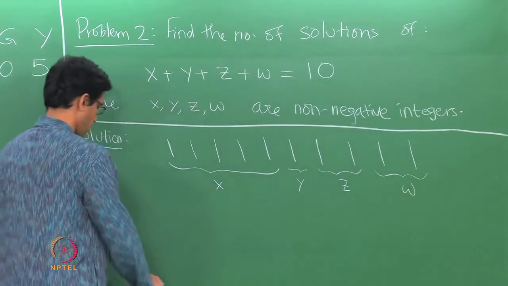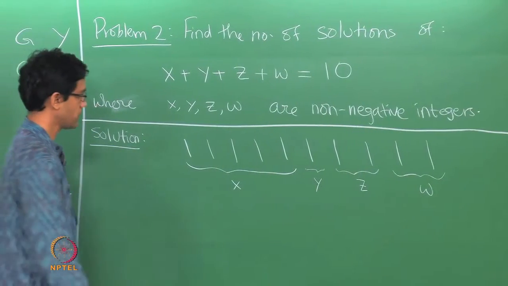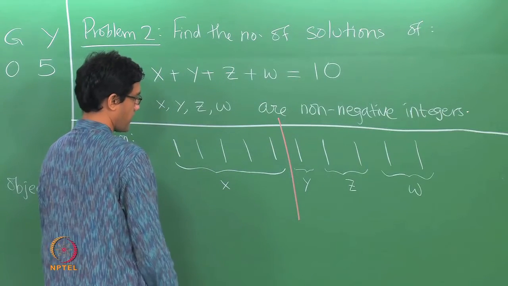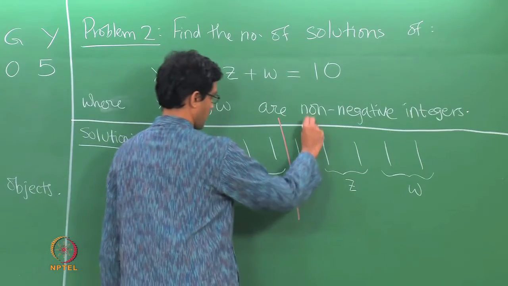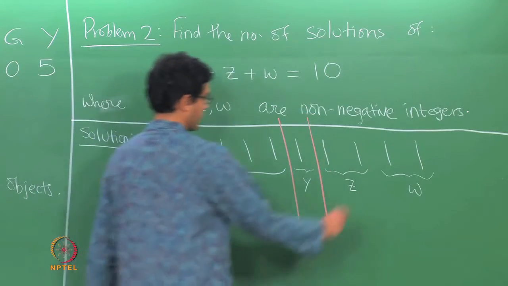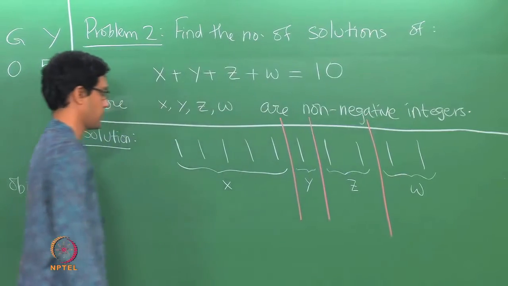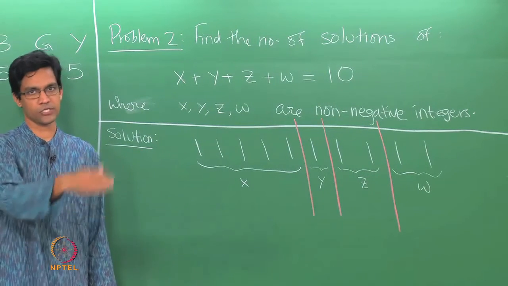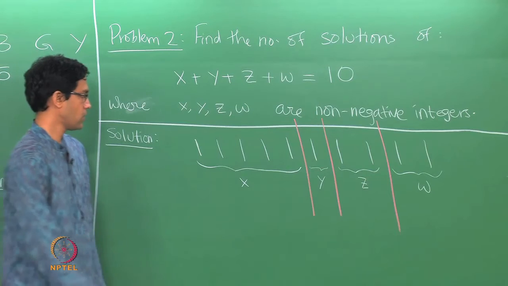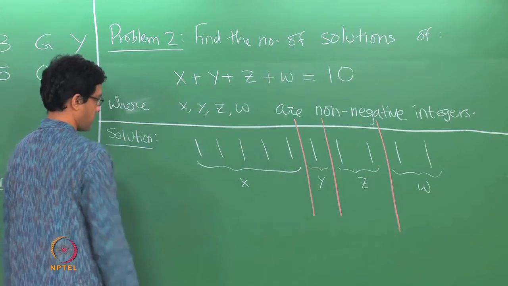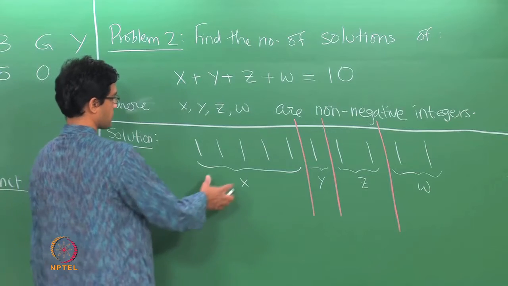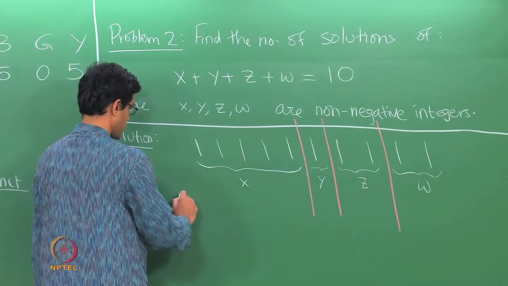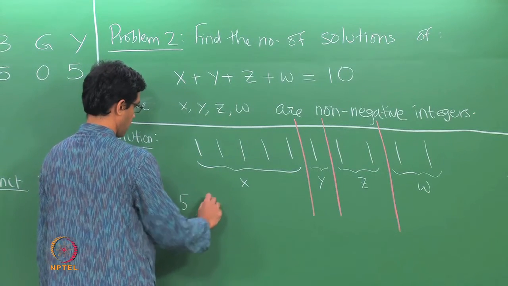Okay, so we first mark these off in the list of ones, and then we do the following. We sort of draw dividers between them. Here's a divider that I have drawn in red which separates the x from the y. Once I move to z, I put another divider, and between z and w I have yet another divider. So what I have done is written a string of 10 ones with 3 dividers in between. Now this entire picture here represents the solution x equals 5, y equals 1, z equals 2 and w equals 2. So this picture represents the solution 5, 1, 2, 2.